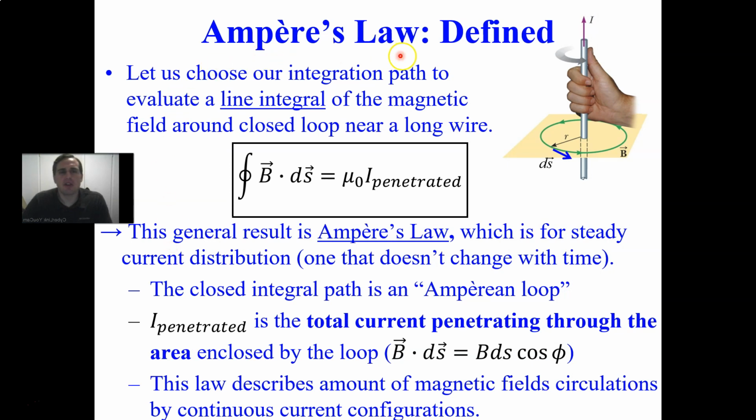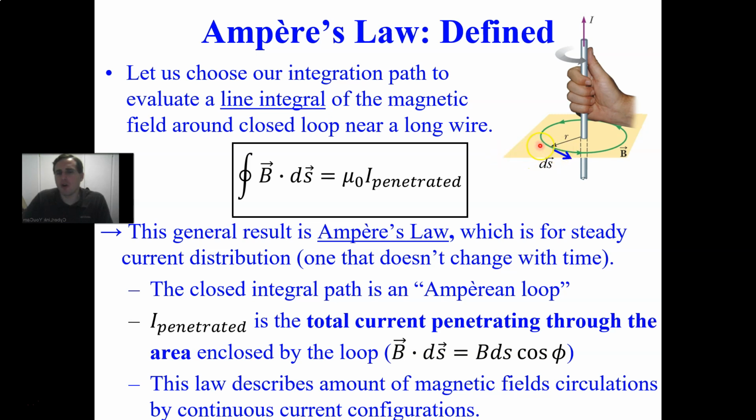Now let us discuss Ampere's law, named after the French physicist André-Marie Ampère. Let's first define it. Let us choose an integration path to evaluate some line integral of a magnetic field around a closed loop near a long wire. Suppose this is a closed loop. And suppose this is the direction of our wire, and this has current I going upward. So we note that if we point our thumb in the direction of the current, the magnetic field line should circulate around. Suppose ds is a tangent vector tangent to that magnetic field line path.